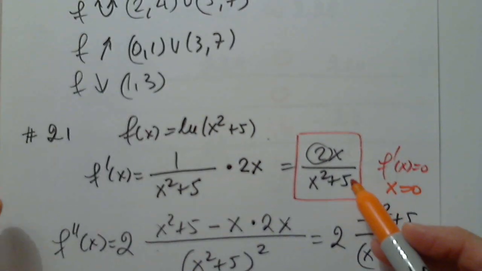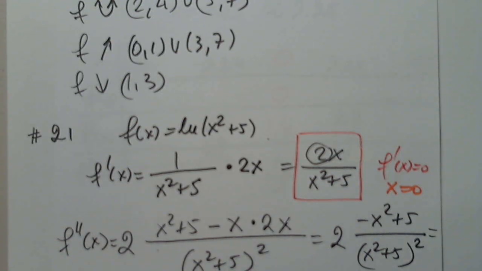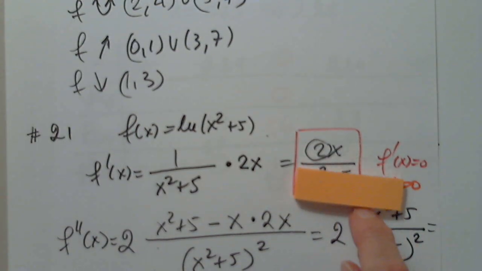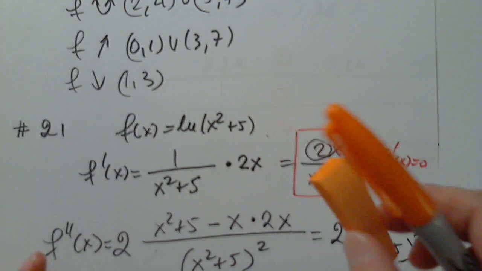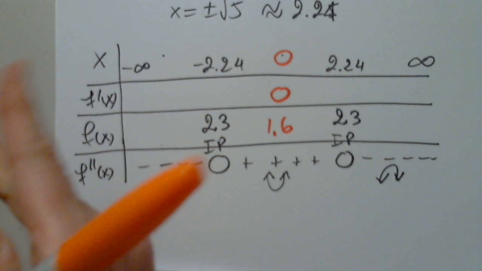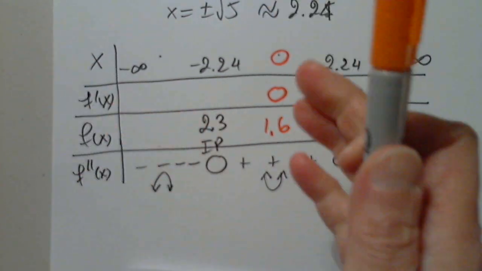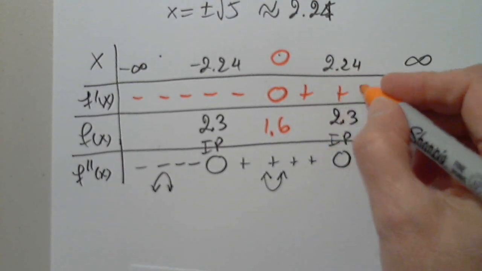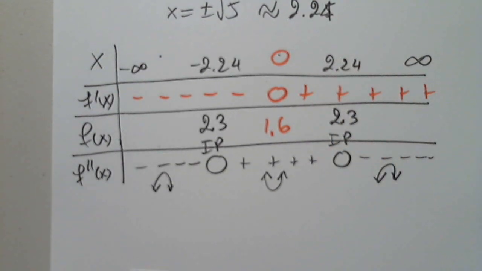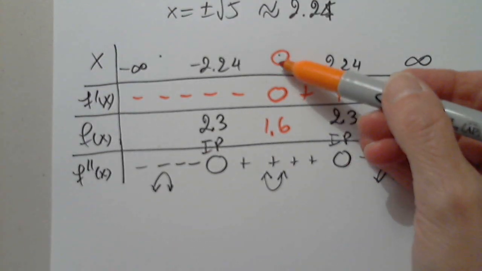And now we have to study the sign of this. But I'm hoping that you're going to refuse to study the sign of x squared plus 5, because x squared plus 5 will always be positive. Yes. So we have to study the sign of 2x, or just x, of course, to the left of 0. Negative. Yes, of course. And to the right of 0.